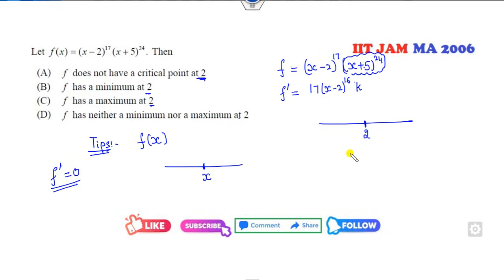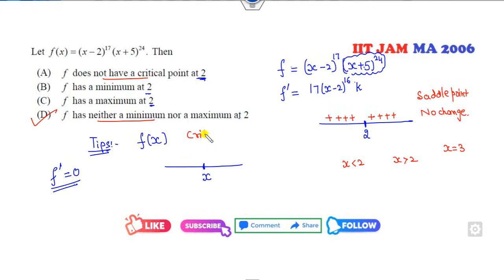Now look at that, whenever you consider x less than 2, any number less than 2, is this number positive or negative? It is always positive. When you take x greater than 2, say 3, this number is also positive. So you can see there is no change in the sign. When there is no change in sign, we can say it is a saddle point. So that means it has neither a minimum nor a maximum, that is the right answer. Where there is a critical point, what is the critical point definition for you?